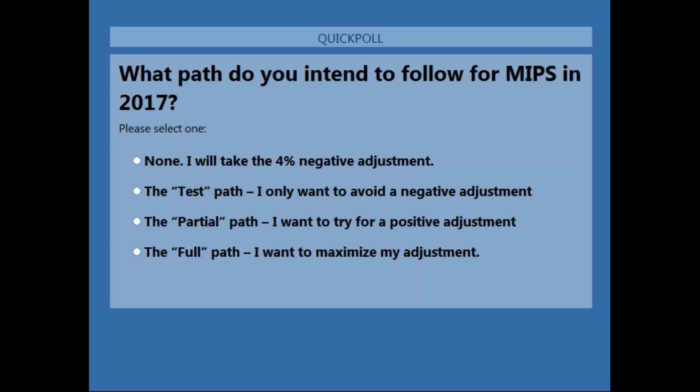Our first question is which path you intend to follow for MIPS in 2017. We know maybe you haven't absolutely chosen yet, but the 4 options are none, I will take the 4% negative adjustment. The test path, you only want to avoid a negative adjustment. The partial path, you want to try for a positive adjustment. Or the full path, you want to maximize your adjustment. We'll leave that open for another 15 seconds and then ask the second question.